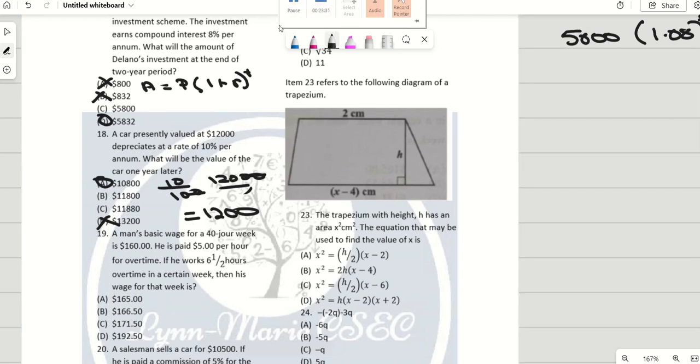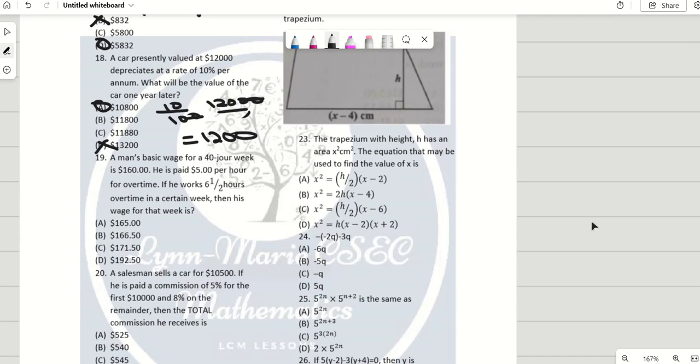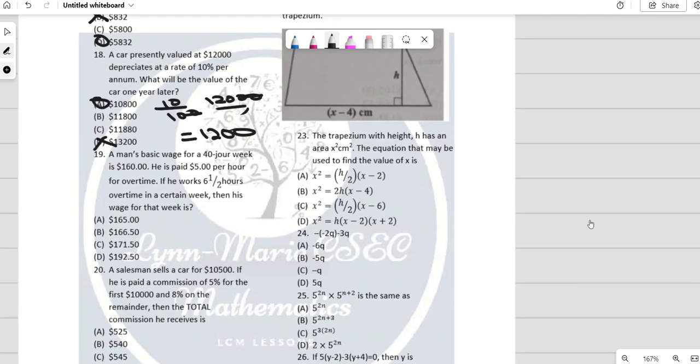Right, number 19. A man's basic wage for 40 hours per week is $160. He is paid $5 per hour for overtime. If he works 6.5 hours overtime that certain week, then his wage for that week is.